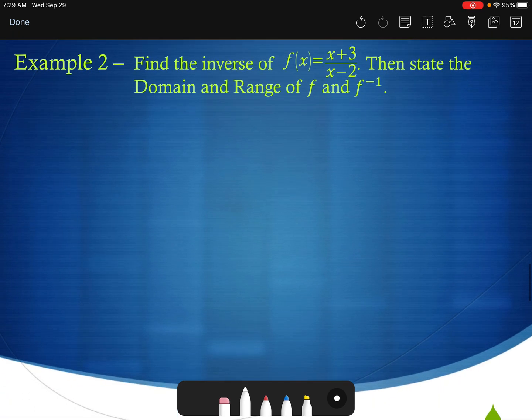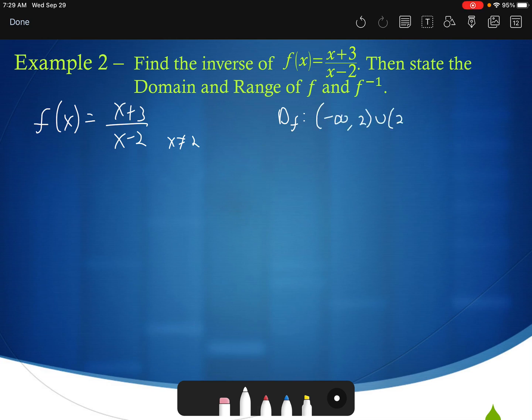Okay, now it's going to get a little bit more difficult. f of x equals (x plus 3) over (x minus 2). Now, let's find the domain of f. Well, x can't be 2. So negative infinity to 2 union 2 to infinity. Right? Because 2 minus 2 is 0. It can't be 0. Okay, now I'm not going to talk about the range yet, because I'm going to have you use your calculator for that, because that's all we know right now at this time.